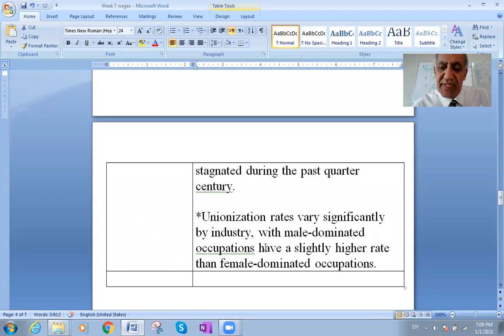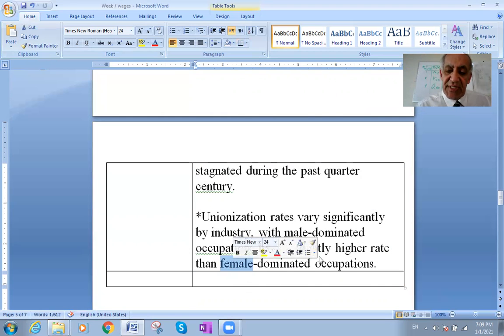Unionization rates also vary significantly by industry. But look at this: with male dominated occupations, males are more in the unions than the females. Male dominated occupations have a slightly higher rate than female dominated occupations. So this is for the unions, male dominated more than female. The majority are males, the minority are the females in the unions in Canada.